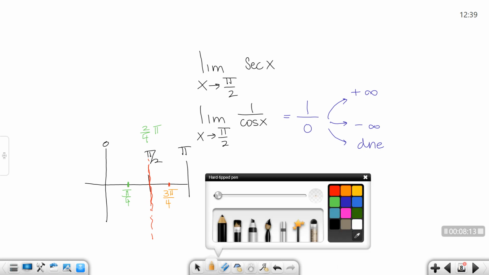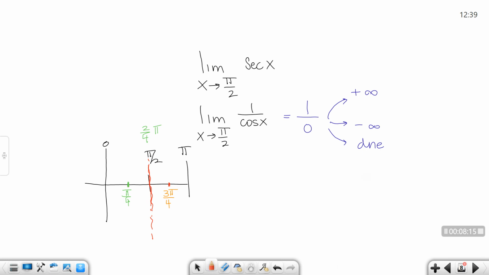Now let's talk about cosine for a second. Cosine of pi over 4, that's what I picked. Pi over 4 is 45 degrees, so I know the cosine of pi over 4, any reference angle, would be 1 over the square root of 2.